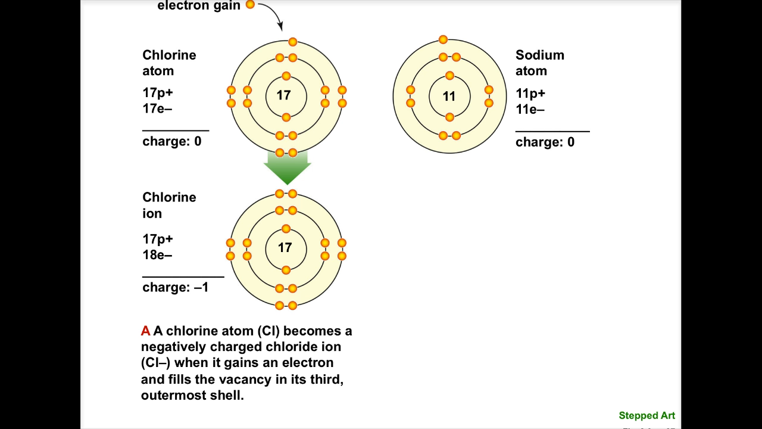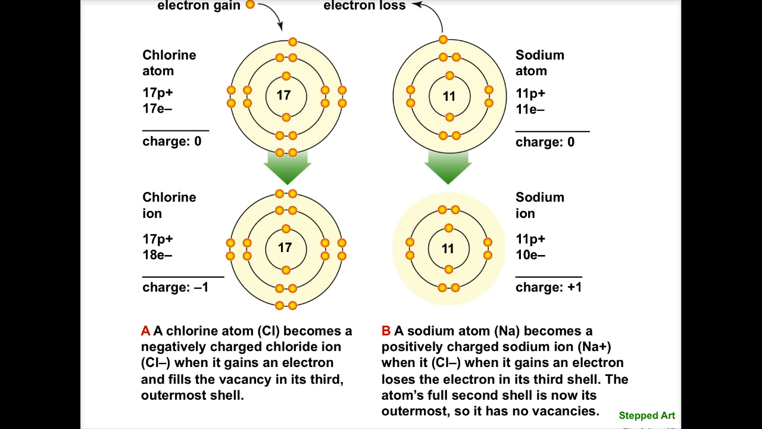Here we see our sodium atom with 11 protons and 11 electrons. 11 protons are 11 positive charges and 11 electrons are 11 negative charges. So overall those charges cancel out, giving the sodium atom no overall charge. That sodium atom to become stable is either going to have to gain 7 electrons to have 8 in that second shell, or it's going to lose 1 electron. It's more energy efficient for it to lose 1 than to gain 7.